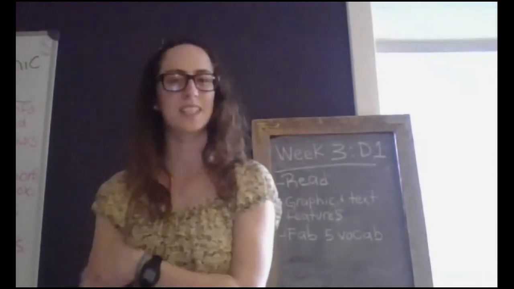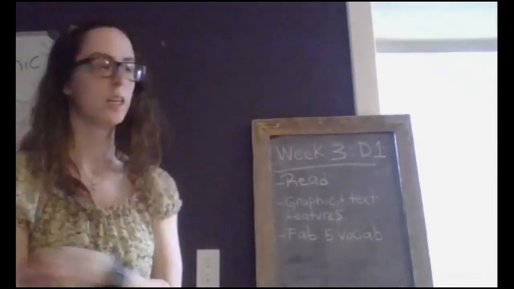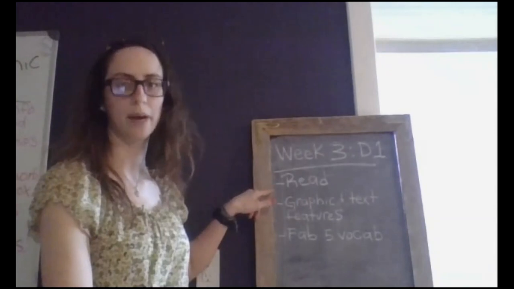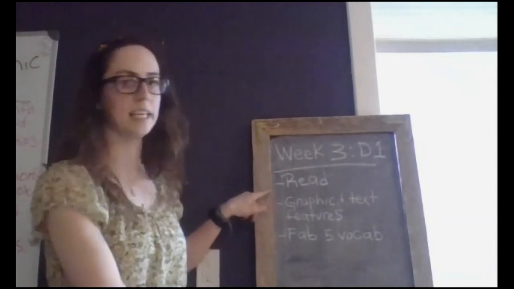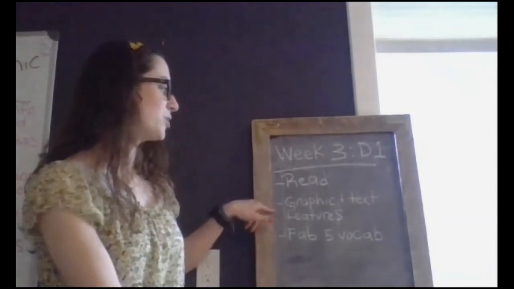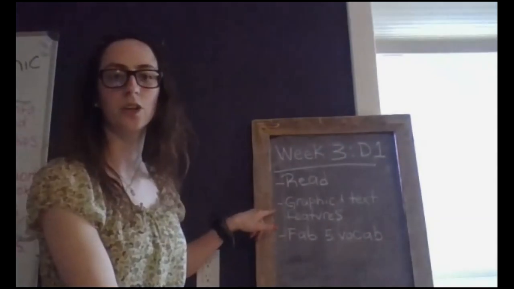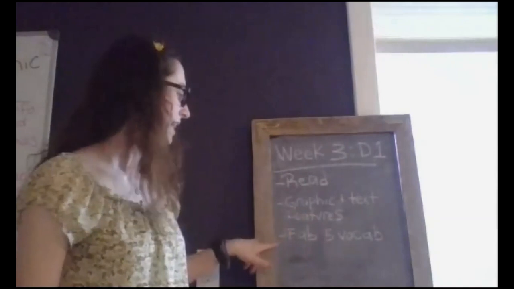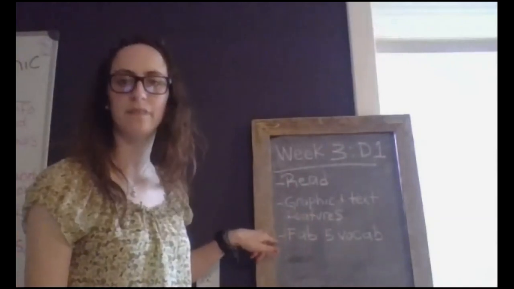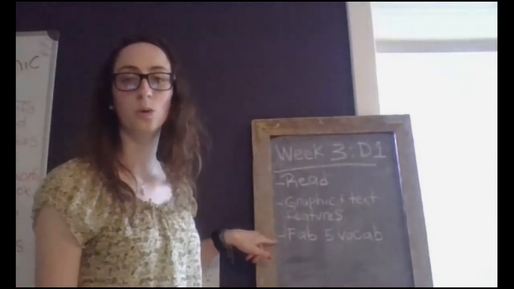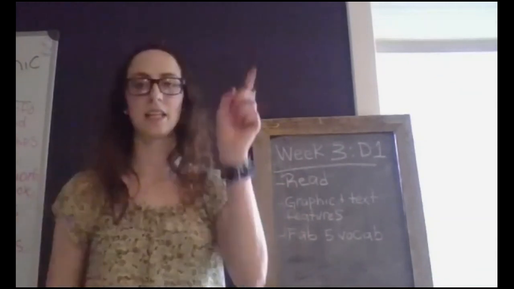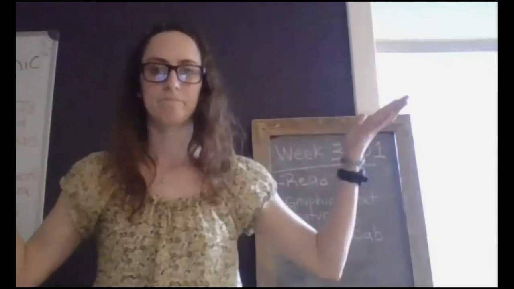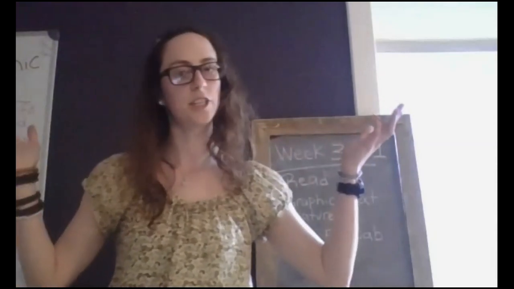Before we do that, I want to tell you what your homework for today is going to be. So you're going to read the story Vaqueros, America's First Cowboys in Think Central. You're going to do an assignment on the graphic and text features. That's going to be written, so take a picture and submit it. And then you're going to do your Fab 5 vocab. That is a Google form, so all you have to do is select the right answer, and then that will submit automatically.